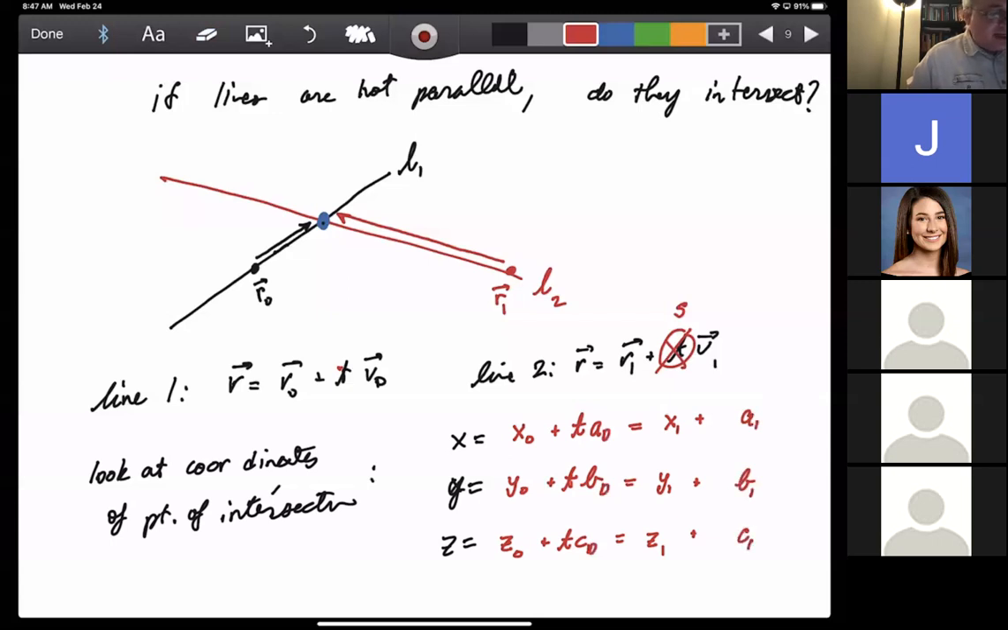I can't put t in as my parameter because the t's are telling you what multiple of your direction vector on the line in question you are moving from the base point on the line in question. So I have to give these two parameters different symbols. But what that leads you to is a set of three equations now in the two unknowns.